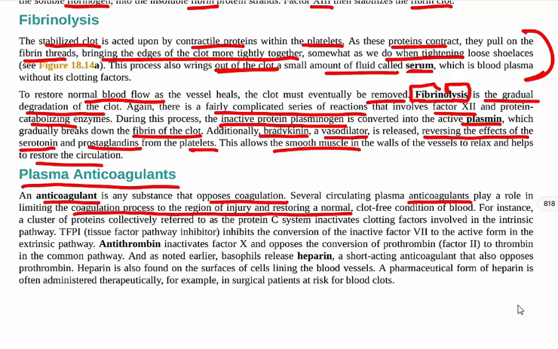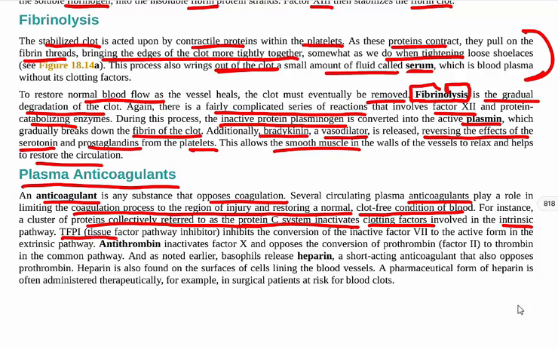Also helpful in restoring a normal clot-free condition of the blood. So once a clot has happened, the body is going through the process of healing that blood vessel, and as that process is going on, we have our anticoagulants coming to break down that blood clot so that it's not stopping the blood flow anymore. So for instance, a cluster of proteins, collectively referred to as the protein C system, inactivates clotting factors that are involved in the intrinsic pathway.